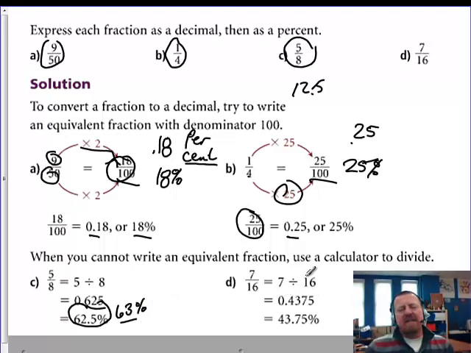7 divided by 16, if you did that quickly on a calculator, would come out at 0.4375, which is the same thing as 43.75%, which rounded up would come to 44%. Okay. Now, I'm not suggesting that you round everything up. I'm just saying that in most cases, when we're working on percentages, you just want those two numbers, but not in all cases. Okay. All right.